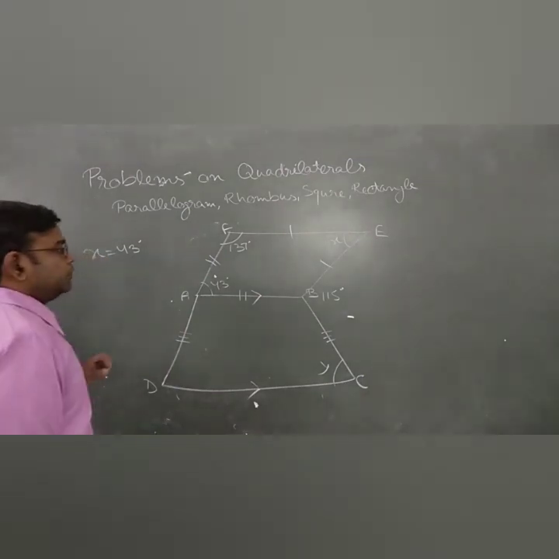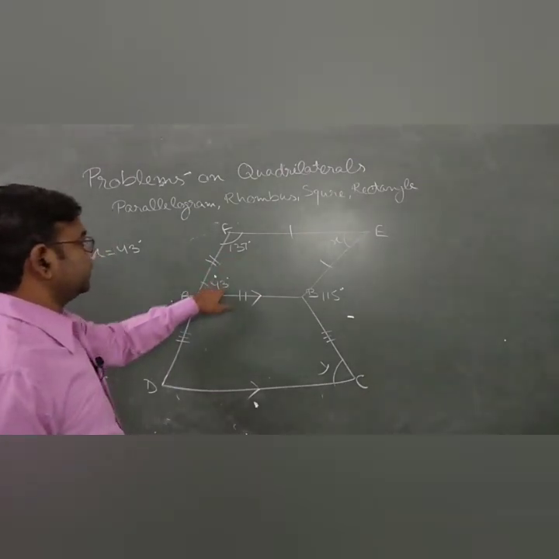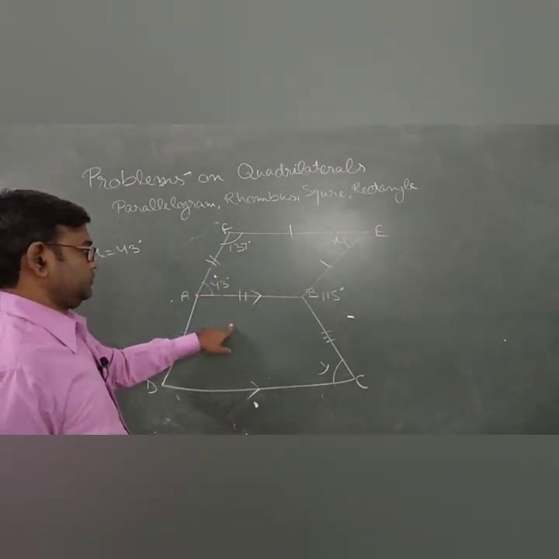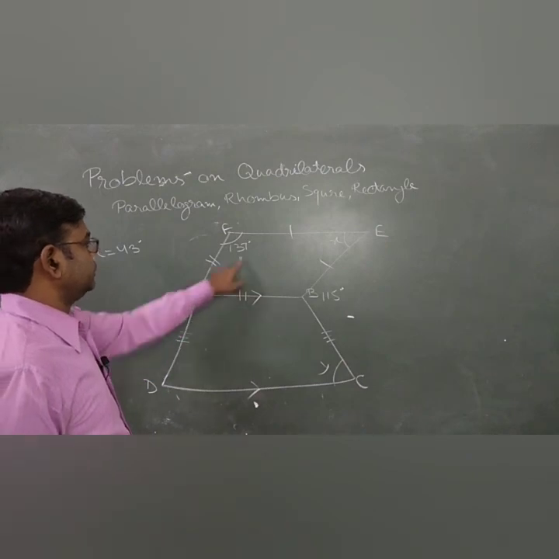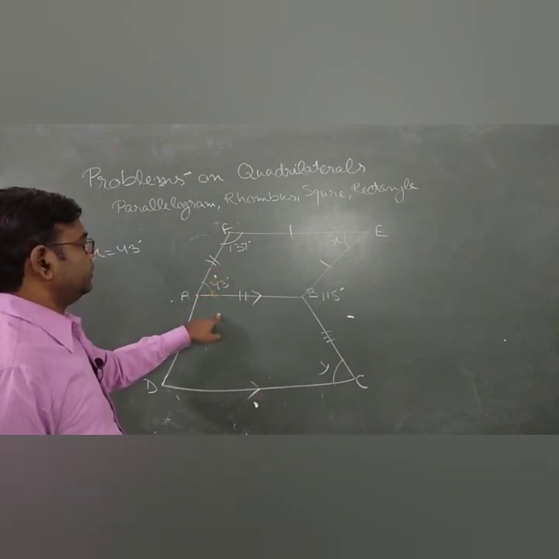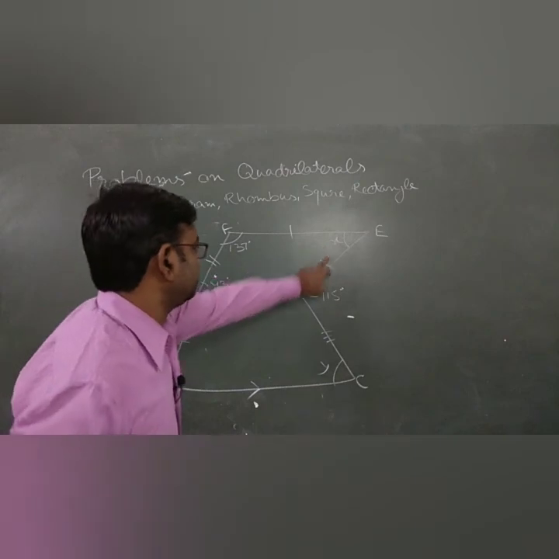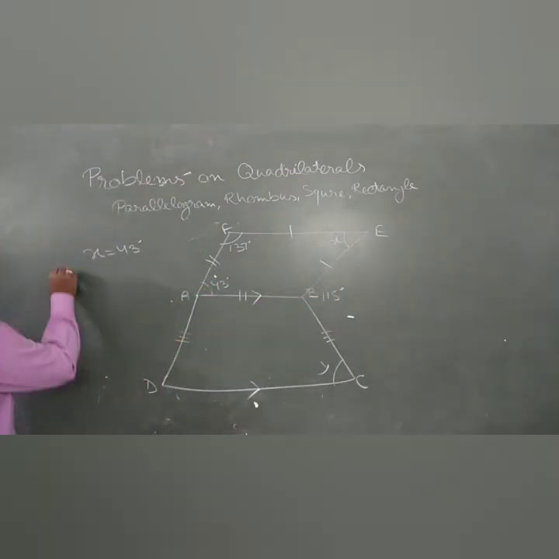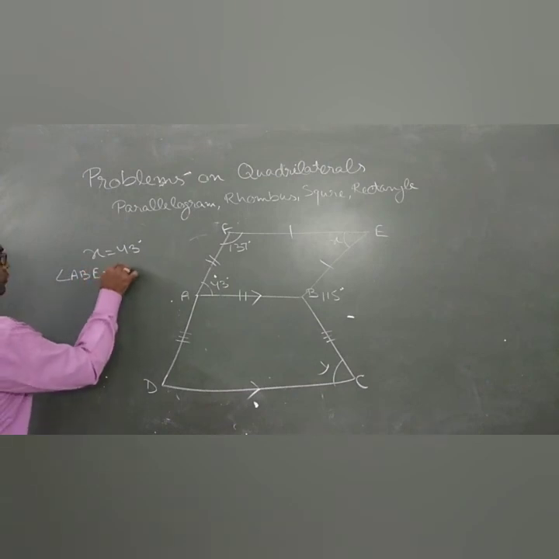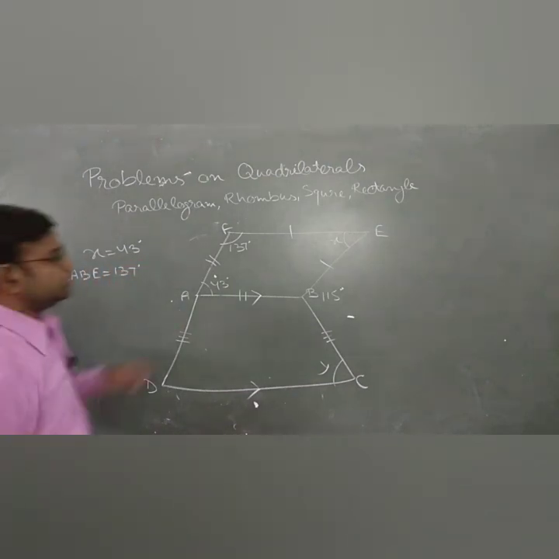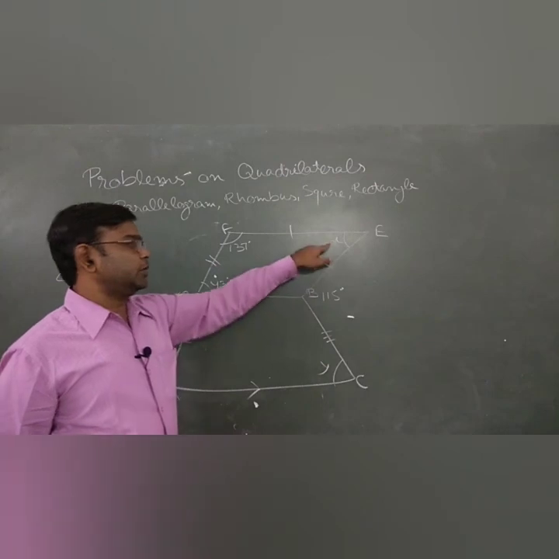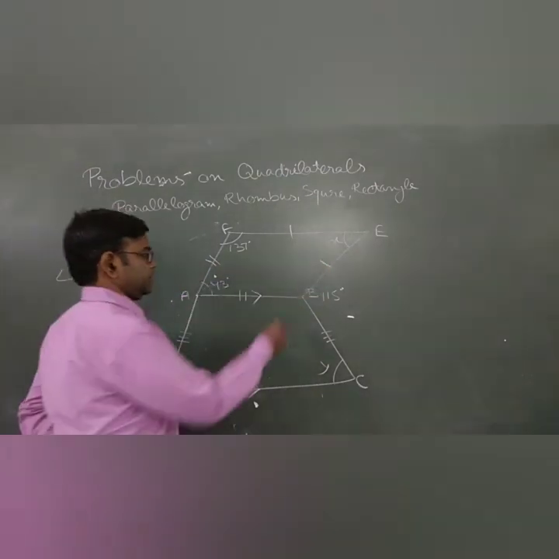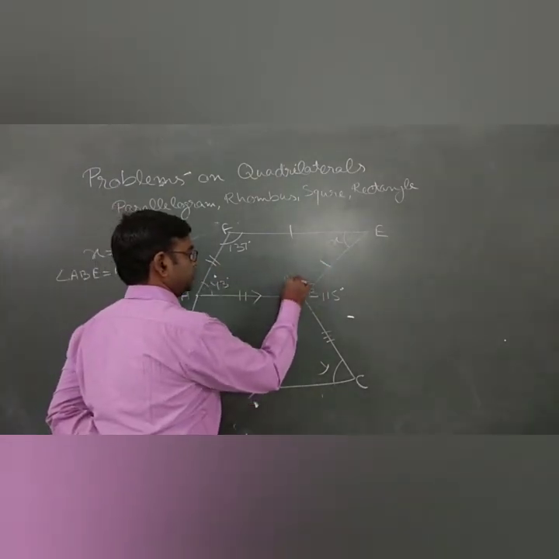Because we have to complete this one, how do we check? 137 plus 137 is 274, plus 43 is 317, plus 43 is 360. We have to complete the 360. This is 43, so this one is also 43 degrees. So angle ABE equals 137. As we know that the sum of internal angles of a quadrilateral equals 360 degrees. So this one is your 137 degrees.